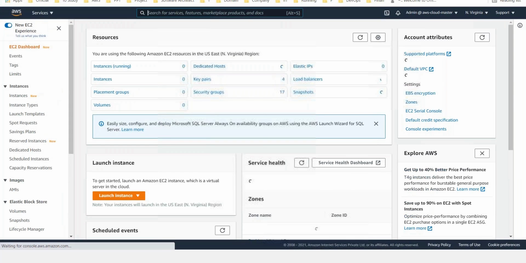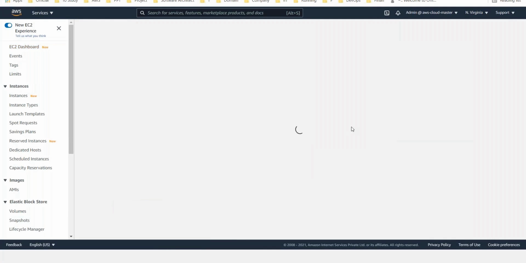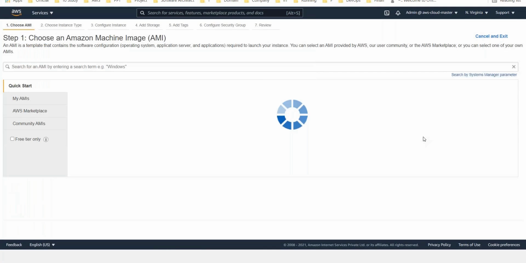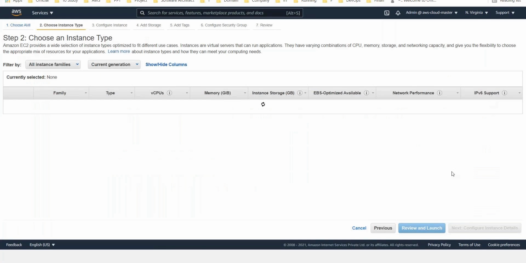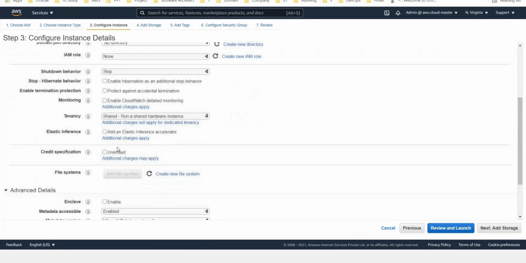Whenever you launch a particular instance, like I'm trying to launch one, there is a field there. Let me go quickly and show you so that you can understand. Let me select. You see over here there is a tenancy model. Tenancy. And over here there are three values: shared, dedicated host, and dedicated instance.